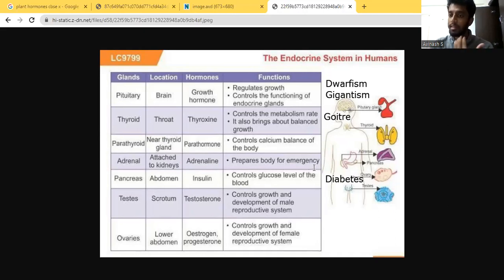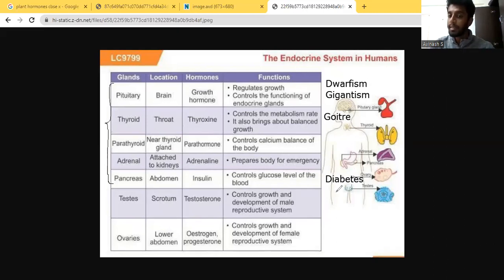Of course, I don't think there is any disorder for adrenaline, because that's how you prepare yourself for an emergency. The last two hormones we are going to learn about are from the testes and ovaries. Unlike the other hormones, these are present only in the respective sexes, whereas pituitary, thyroid, parathyroid, adrenal and pancreas are present in both males and females. I hope you got the deficiencies also: this causes dwarfism, gigantism, this causes goiter, this causes diabetes. How do you treat this?